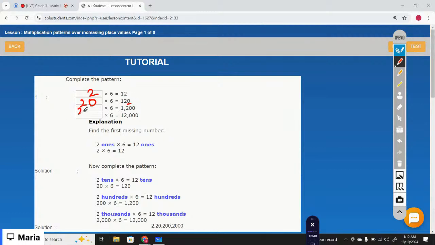Then again 6 times 2 is 12. You have two zeros over here. The number and the product must have the same number of zeros, right? So then 6 times 2, you have three zeros over here. You need to add three zeros over here. So that is 2, 20, 200 and 2000.